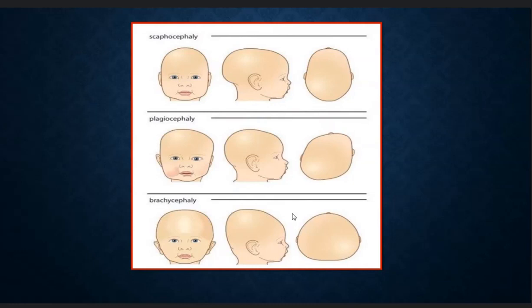هذا السكافوسيفالي. السكافوسيفالي قلنا يصير expansion of the lambdoid and coronal suture. فراح يصير increase in the anterior posterior diameter. anterior posterior diameter يعطينا شكل السكافوسيفالي. From front is a narrow face. Profile, lateral profile, and this is orthostatic profile.